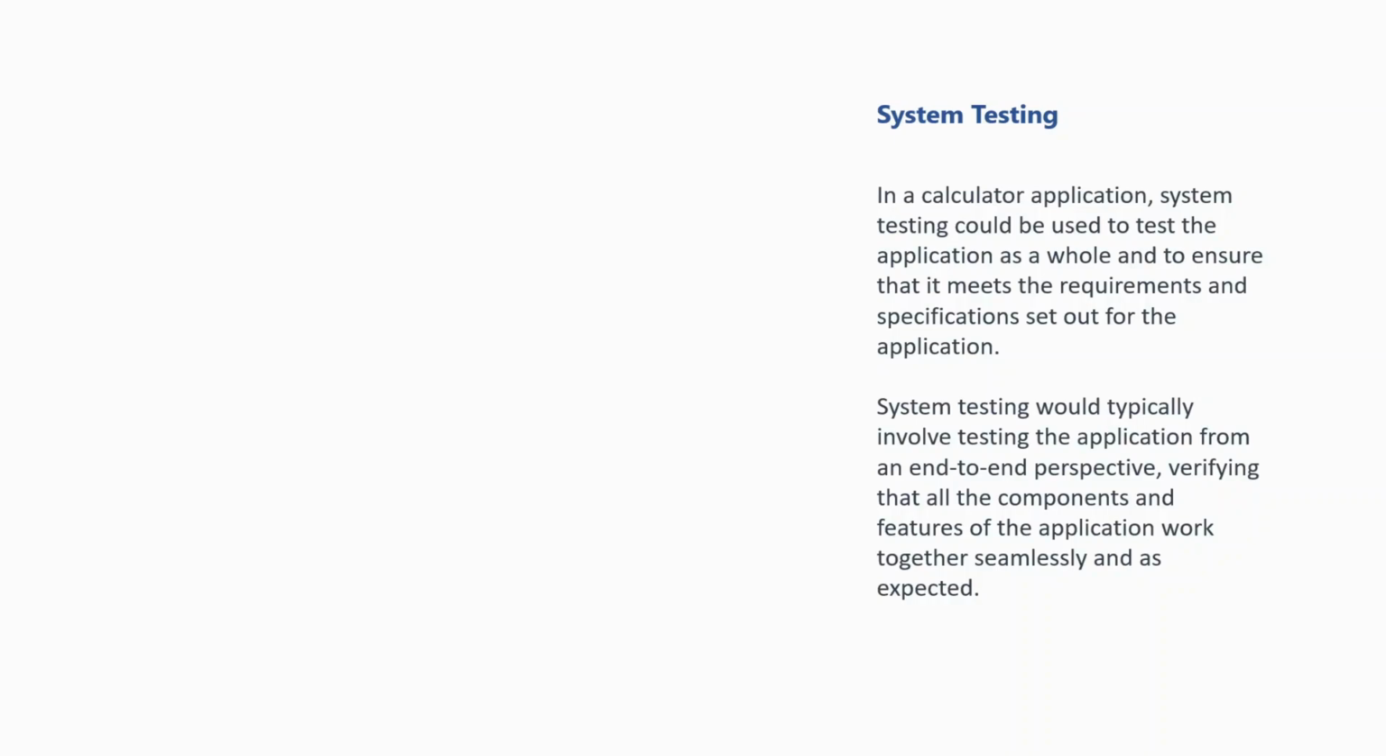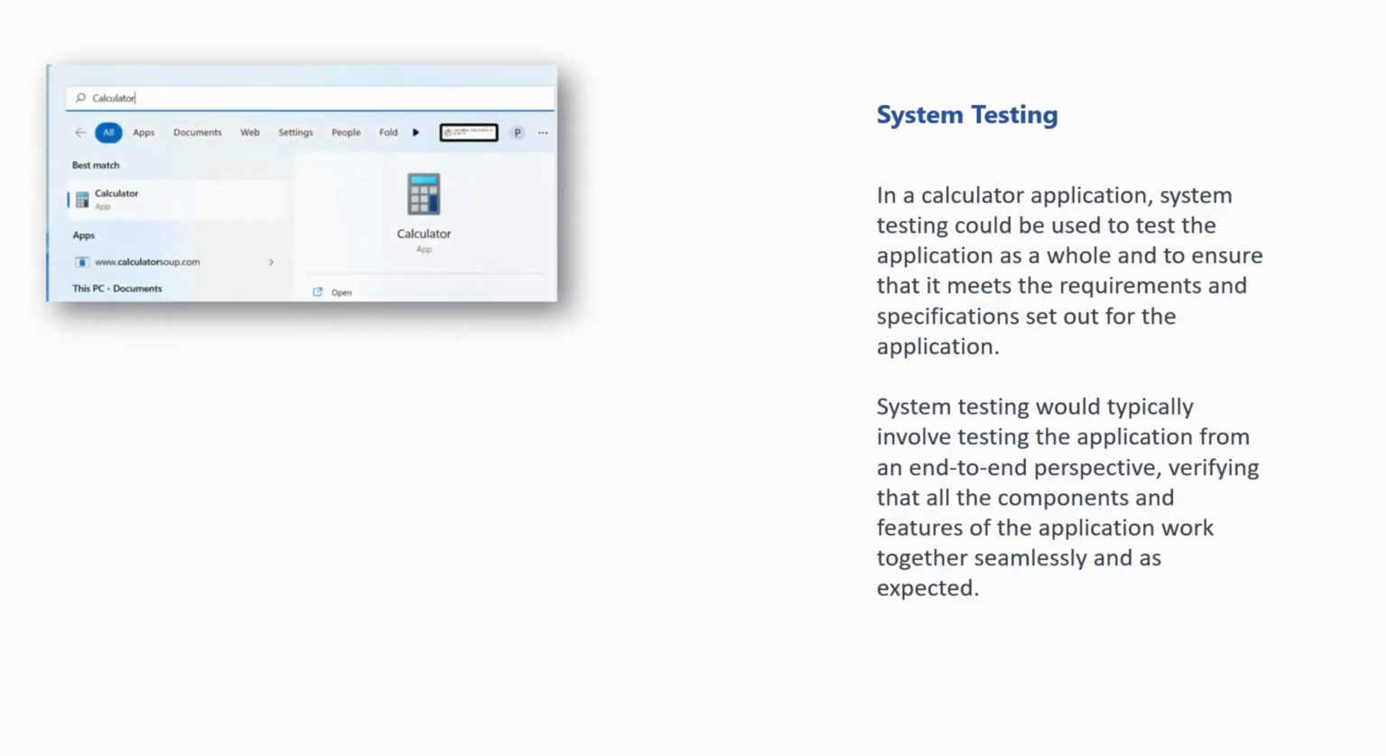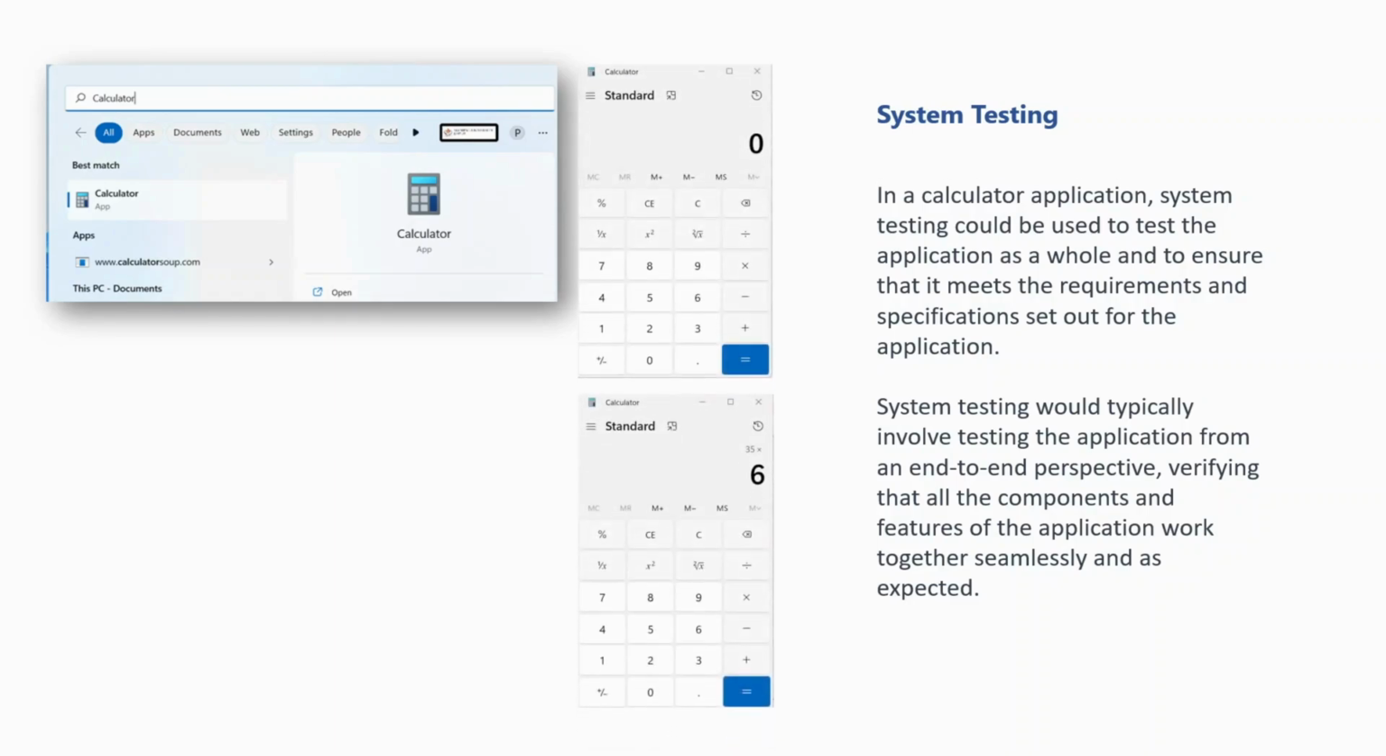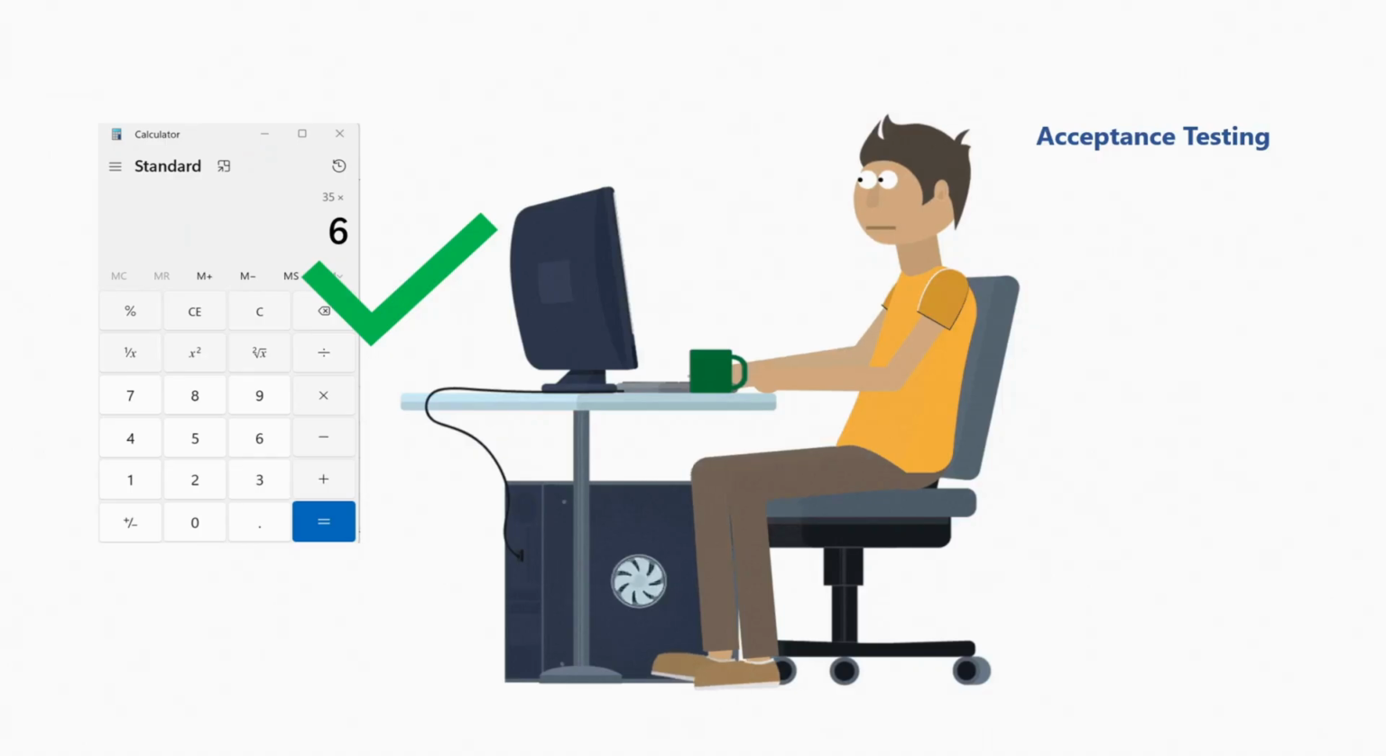Moving on to system testing. So system testing is testing the system as a whole, and in this calculator application, it could be used to test the application to ensure that it meets the requirements and specifications set out for the application. And it would typically involve testing the application from an end-to-end perspective. For example, if you launch a calculator app, if you put it in the search bar, it should give you a calculator window, and then when you perform these operations, you are able to get the intended results. So it basically verifies that all components and features of the application work together seamlessly and as expected.